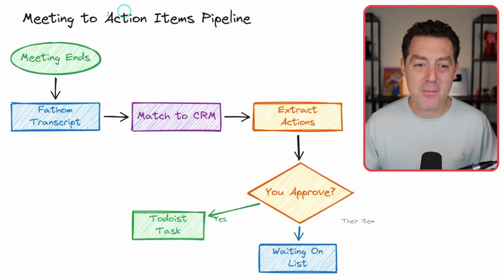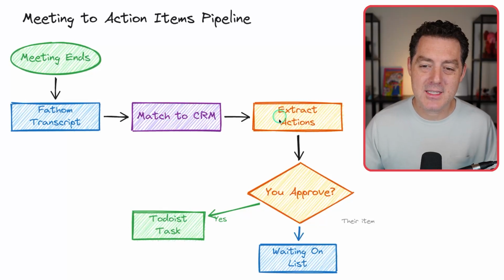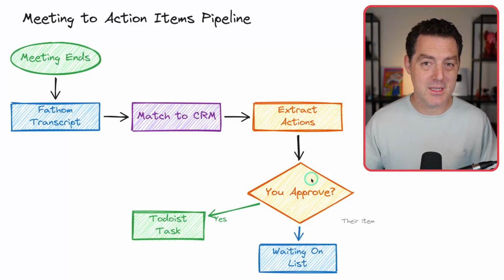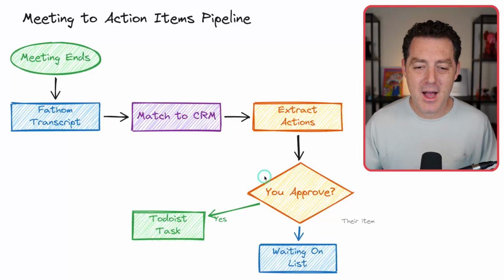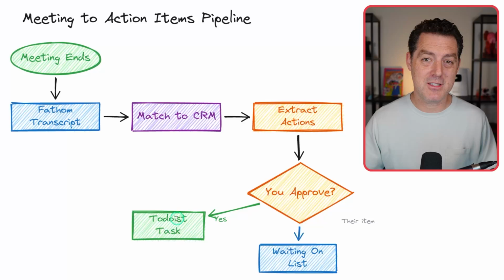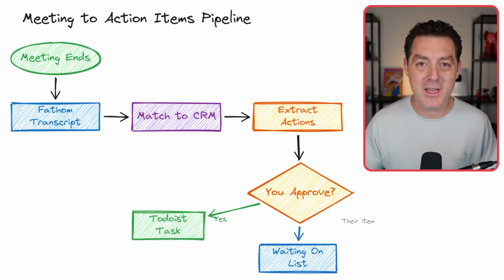So this is what the Fathom pipeline looks like. The meeting ends, the Fathom system transcribes the meeting, matches it to a CRM contact, extracts the action items, and sends it to me for approval, because not all action items are equal, and sometimes it grabs action items that weren't that important or aren't actually action items for me. I approve it. It sends it to my Todoist. So I have a Todoist integration and it sends it directly there, so I remember to do it. And that's also where it basically keeps the to-do list.